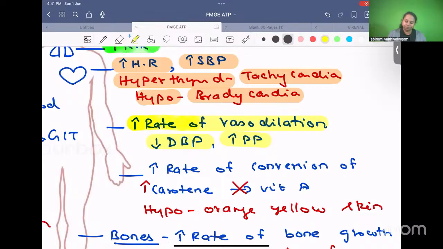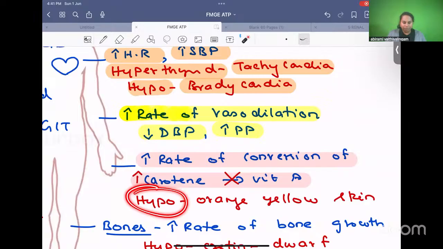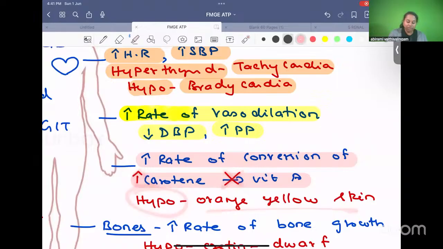Thyroid hormones increase the rate of conversion of keratin into vitamin A. So what is the effect of this? Hypothyroid patients are not able to convert keratin to vitamin A. So keratin accumulates, giving carrot color to the skin. That is orange yellow discoloration to the skin.